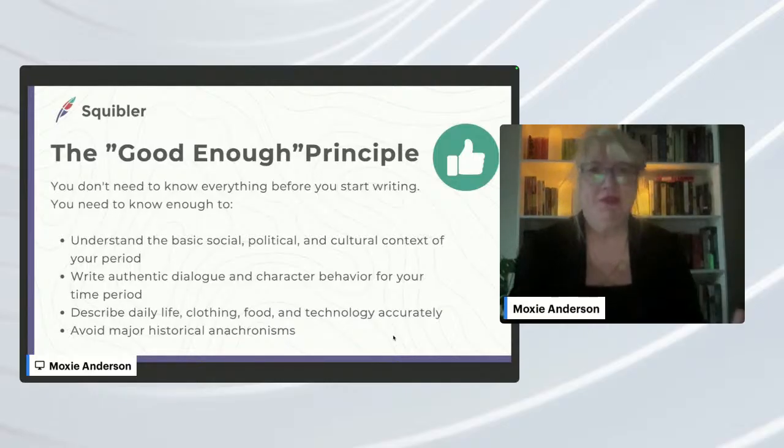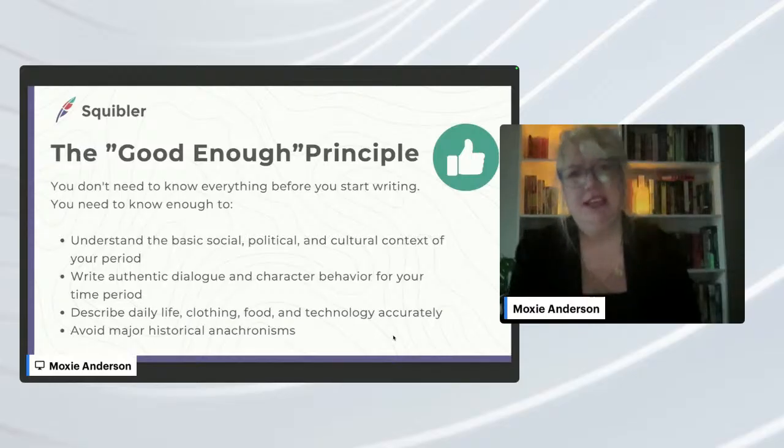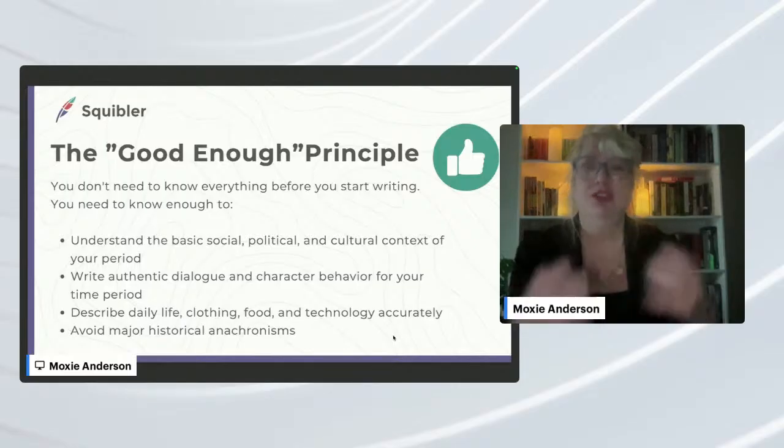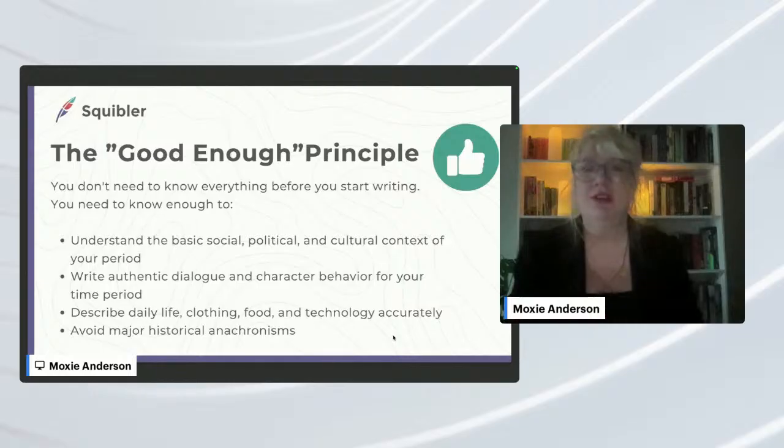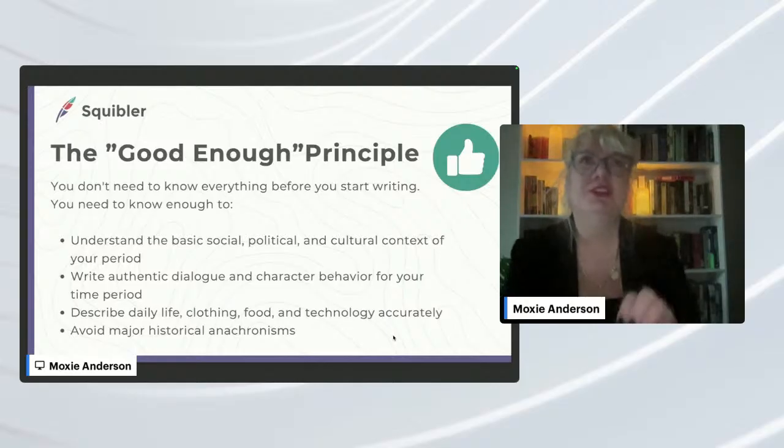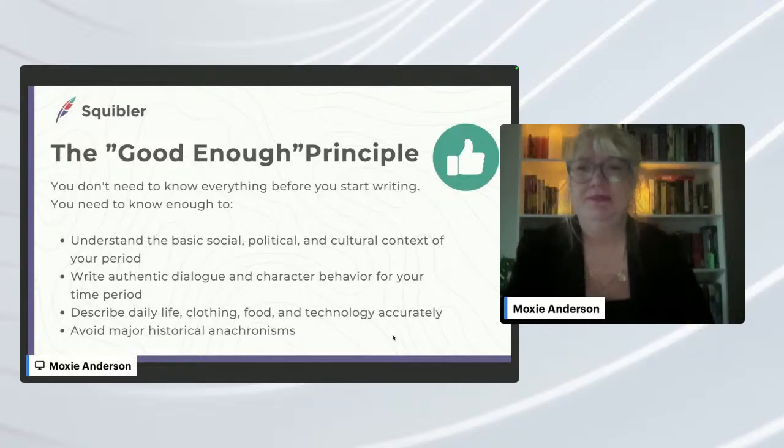You don't have to be perfect. You need to get to, again, the Goldilocks stage, the just right, the good enough principle. You don't need to know everything as you begin writing. You do need to have an understanding of the basic social, political, cultural context of the period. You should have the timeline in your head or somewhere in your notes that you can look at. You don't need to know enough to write perfectly authentic dialogue and character behavior for your period. You do need to be aware of this, but dialogue should not sound exactly like it did in the medieval era. You're writing for modern audiences.